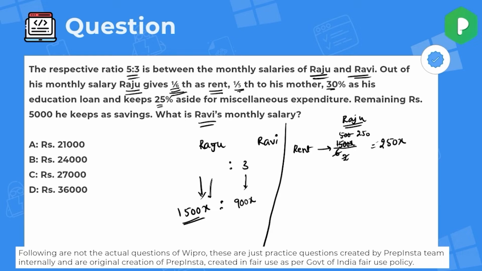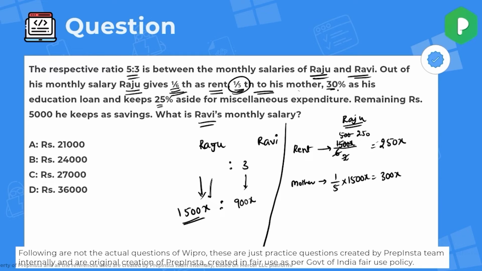Then he pays 1/5 of the amount to the mother. So again you have to calculate 1/5 of his income, not the remaining amount. Why? Because he has not mentioned any remaining word. If he mentioned the remaining word, then you have to go with the remaining amount he has left with. But here the remaining word is not mentioned, so clearly go with the initial income of Raju. So the amount given to his mother is 1/5 of his income, 1500x, exactly 300x. So this is the amount given to mother.